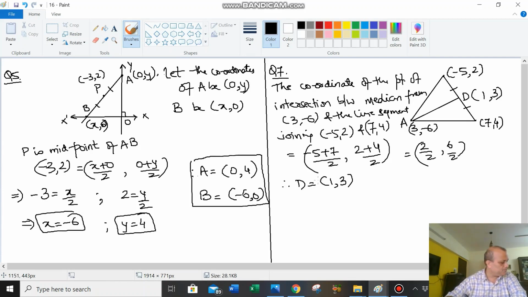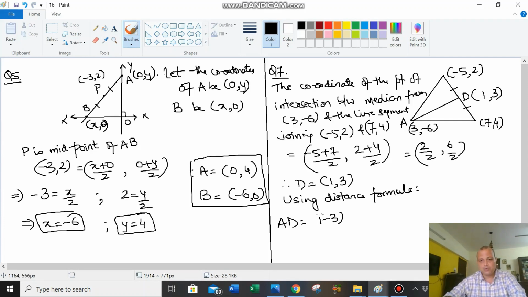Next part of the question, they say find the length. So now we'll use the distance formula. Using the distance formula, AD will be equal to x2 minus x1 whole square, which means 1 minus 3 whole square, plus y2 minus y1, that's 3 minus minus 6, so that's 3 plus 6 whole square.